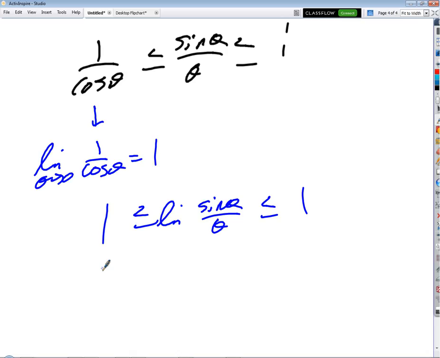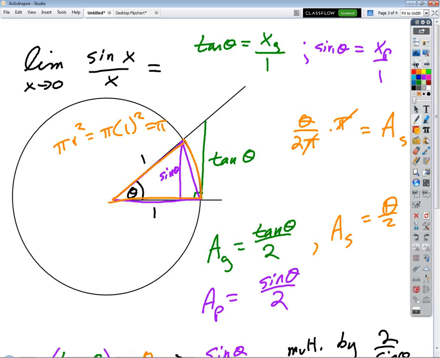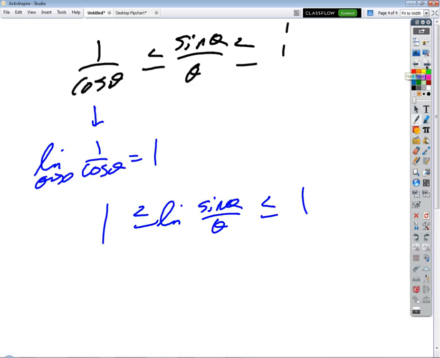Okay? Does this help? Hang on, hang on. Look back here. If we go back to this drawing, if I let theta scrunch down towards 0, would you agree that the purple area and the orange area and the green area all approach the same value? As that happens, the limit of that ratio has to go to 1. Yes?